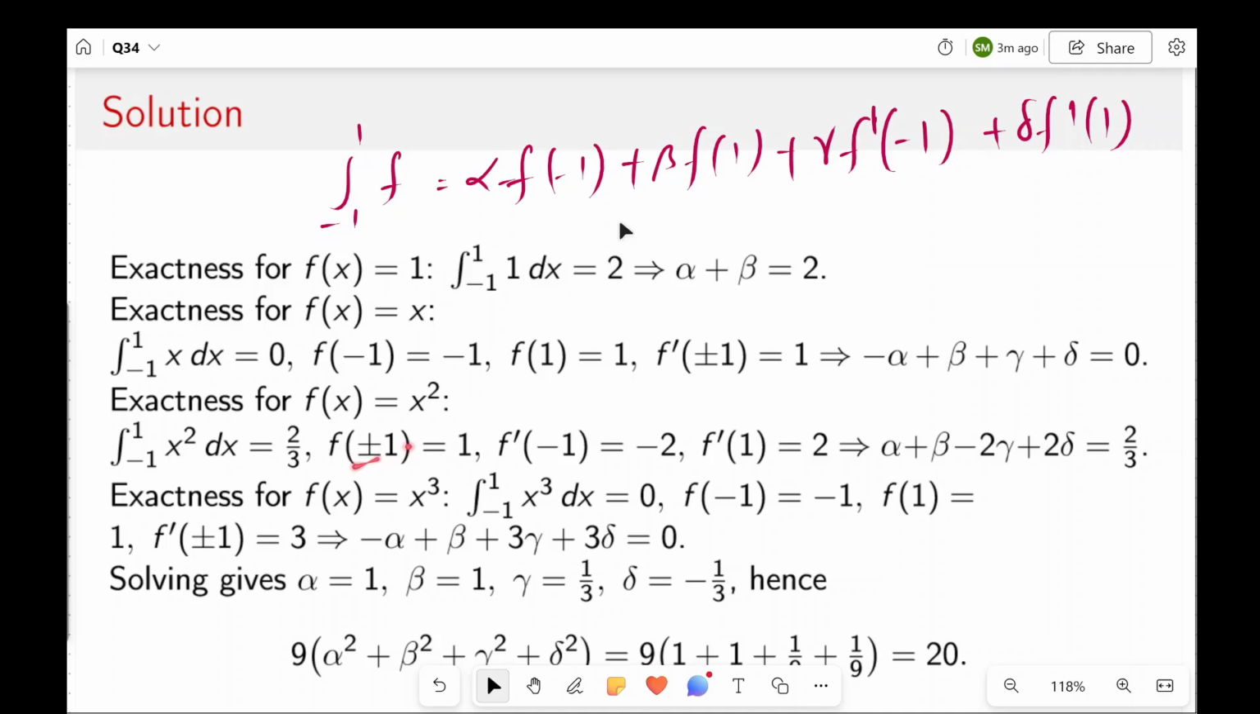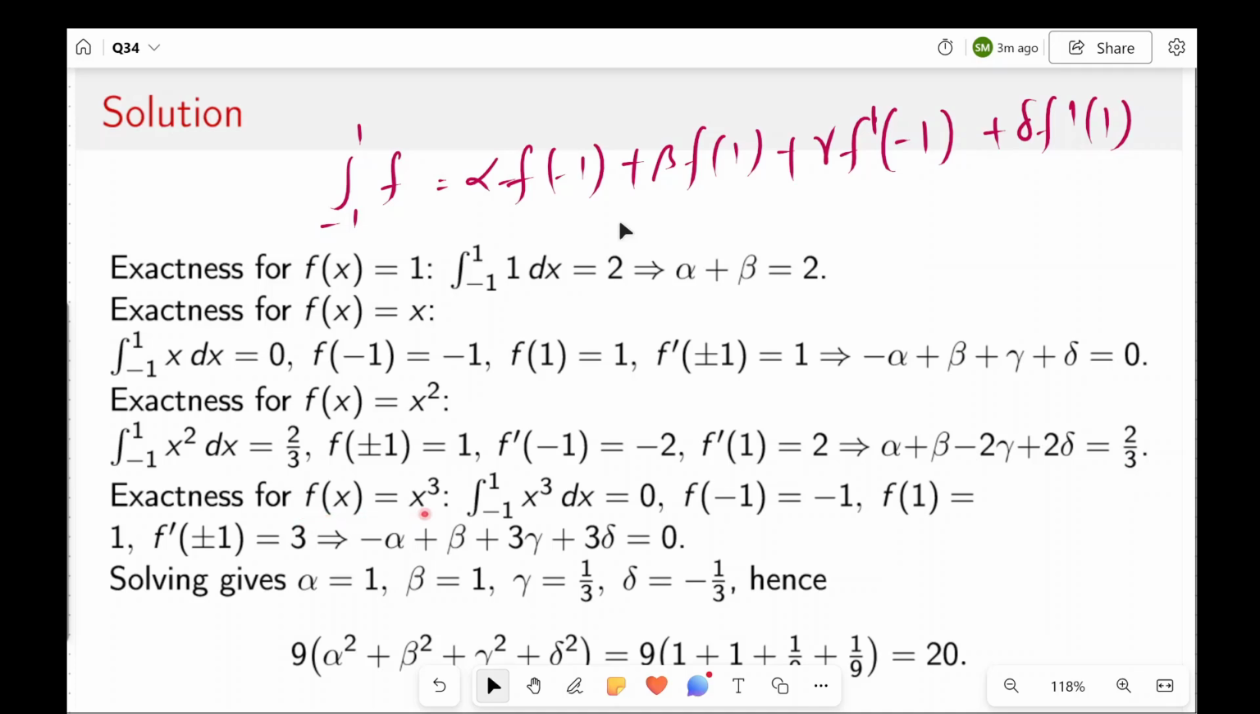And we have this formula: f of plus minus 1 is equal to 1, f prime of minus 1 is equal to minus 2, f prime of 1 is equal to 2. And using these formulas, we get this equation: alpha plus beta minus 2 gamma plus 2 delta is equal to 2 by 3. Okay. And finally, we put f(x) is equal to x cube.